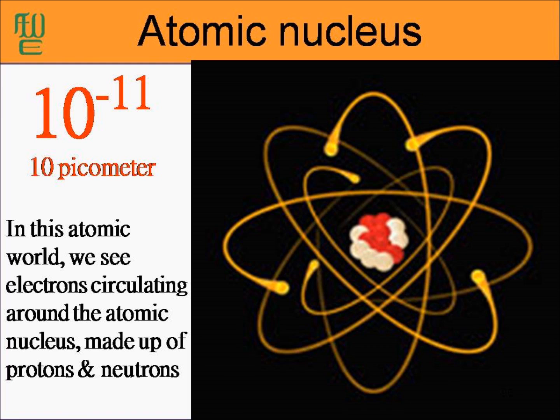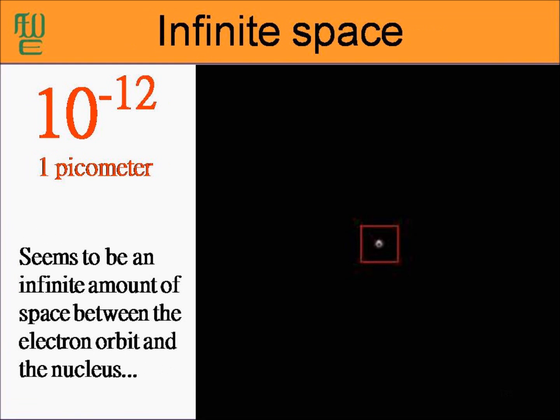So those are electrons orbiting around the nucleus, which is of protons and neutrons, as depicted by the red and the white balls. We're using picometer now. Space is getting vast. The individual is getting smaller.